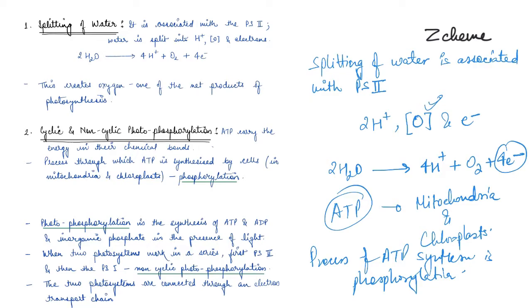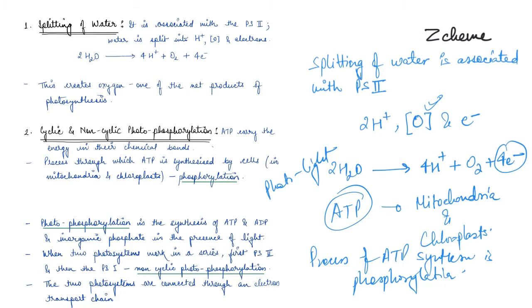of light. So photo is for light. If this process of phosphorylation is happening in the presence of light, then it is photophosphorylation. And if the two photosystems work in a series, first PS2 and then PS1, then here both the systems are involved.